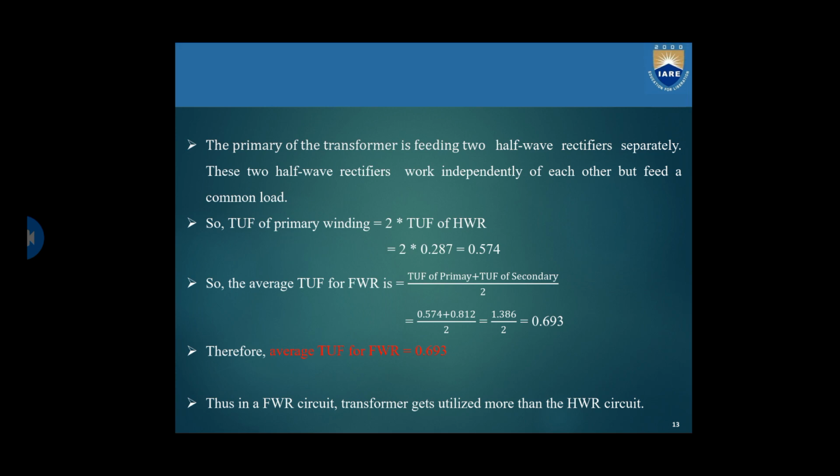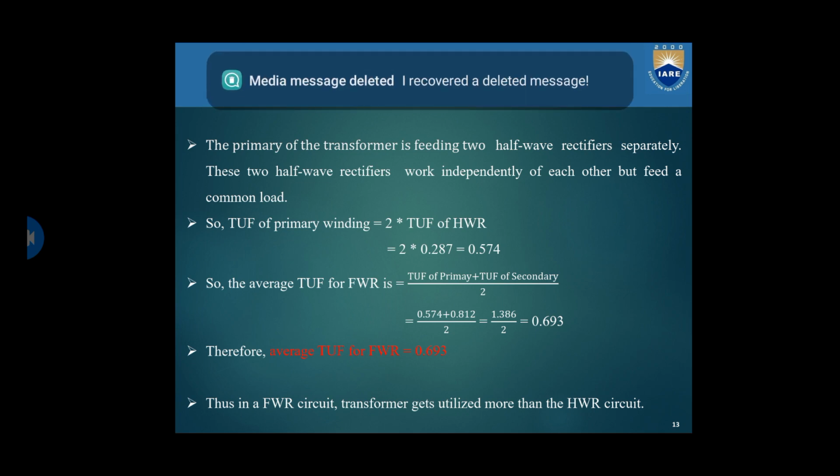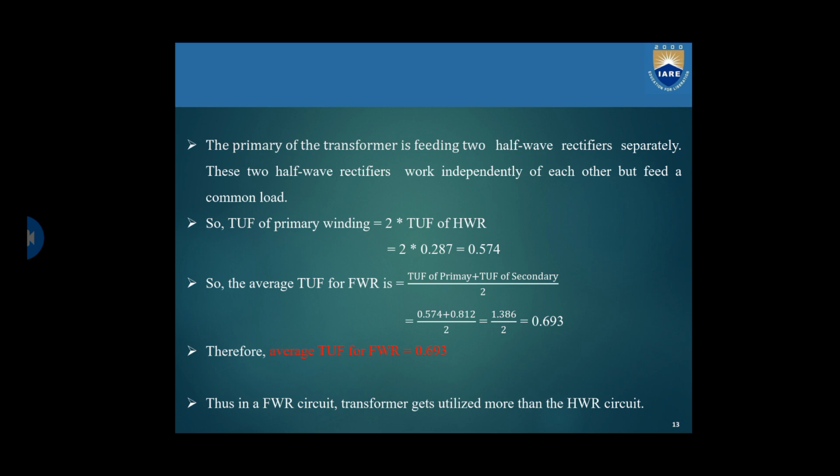Now the primary of the transformer is feeding two half wave rectifiers separately. The two half wave rectifiers work independently of each other, but they feed a common load. So TUF of the primary winding is equal to 2 into TUF of the half wave rectifier. As we know, TUF of the half wave rectifier is 0.287, so 2 into 0.287 equals 0.574.